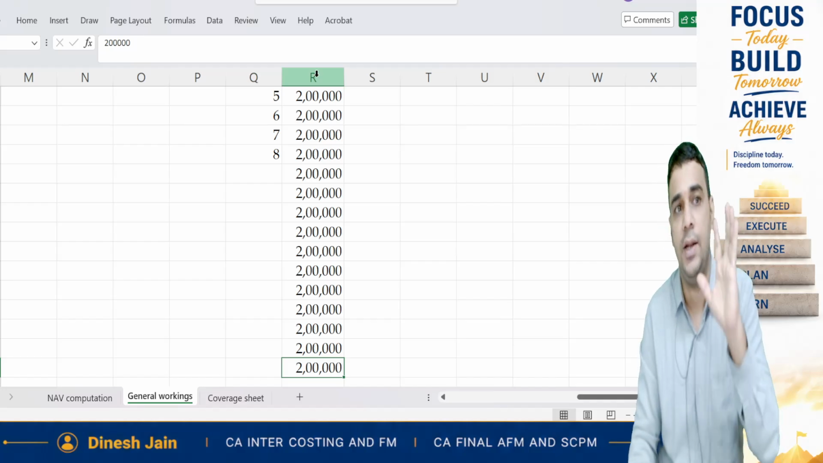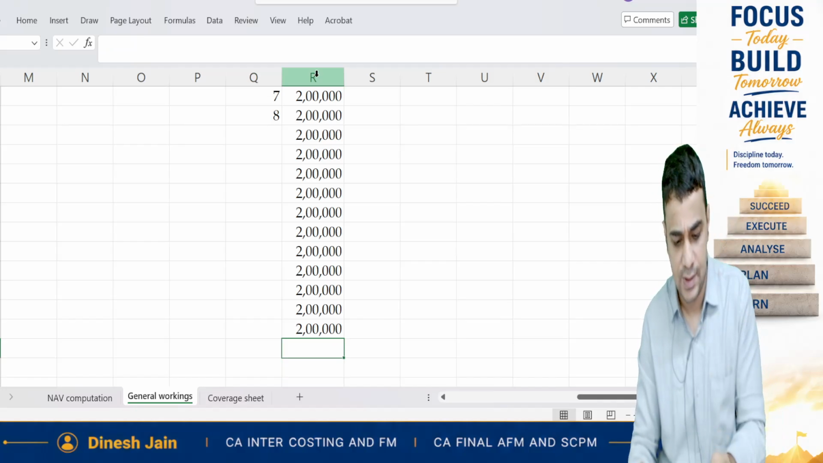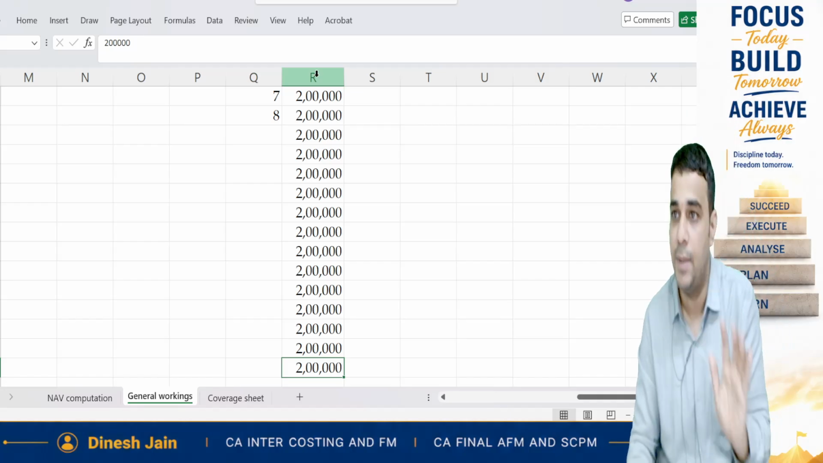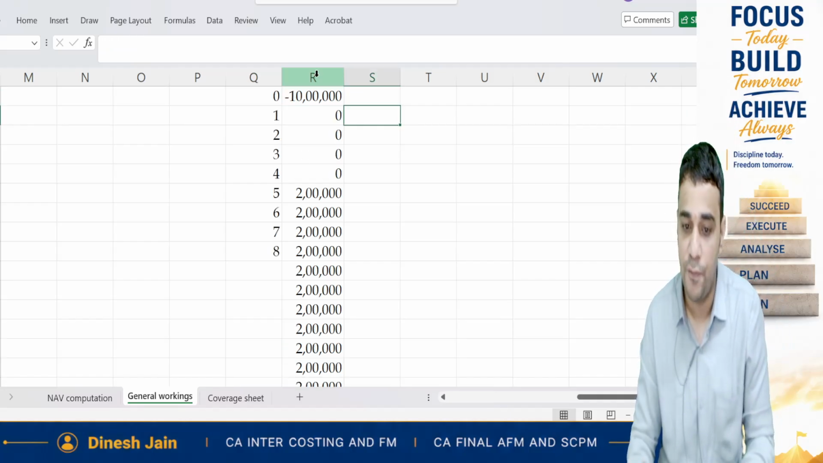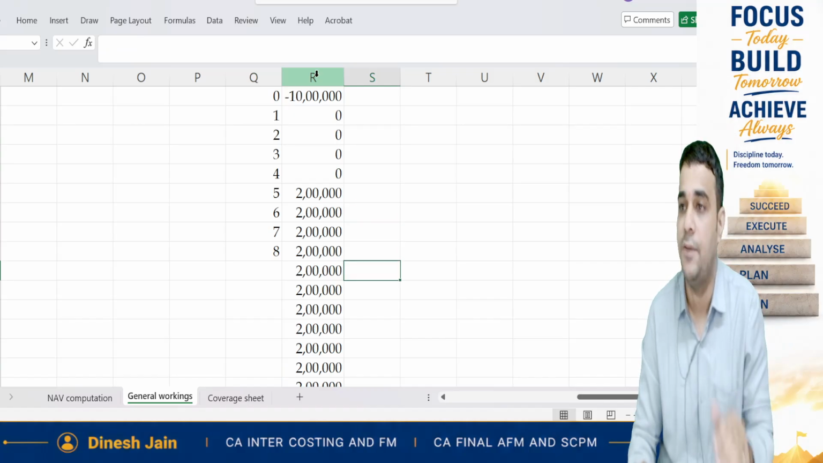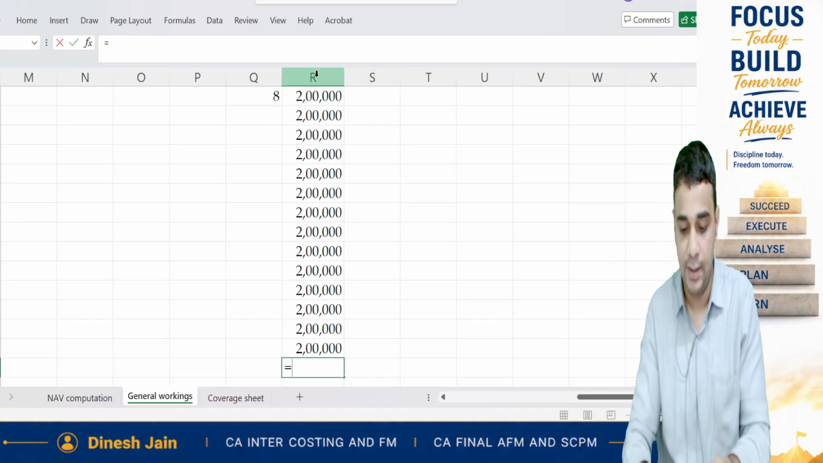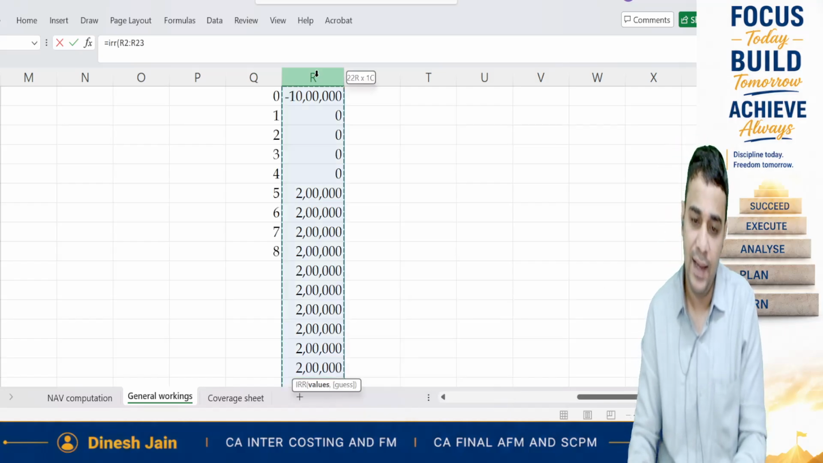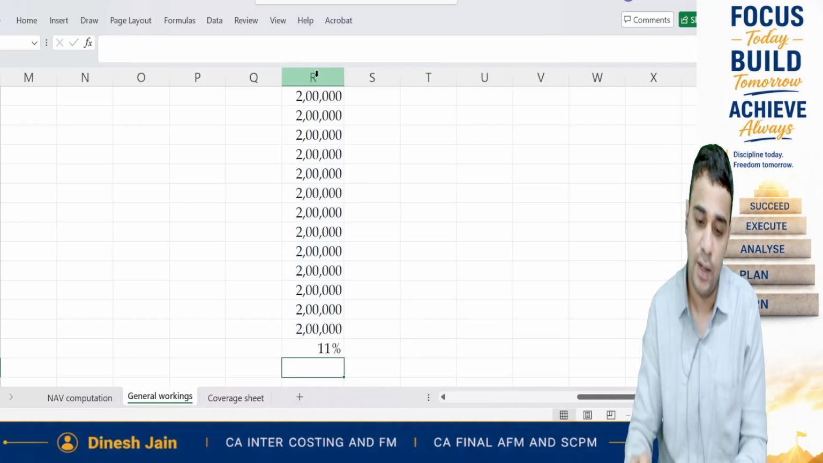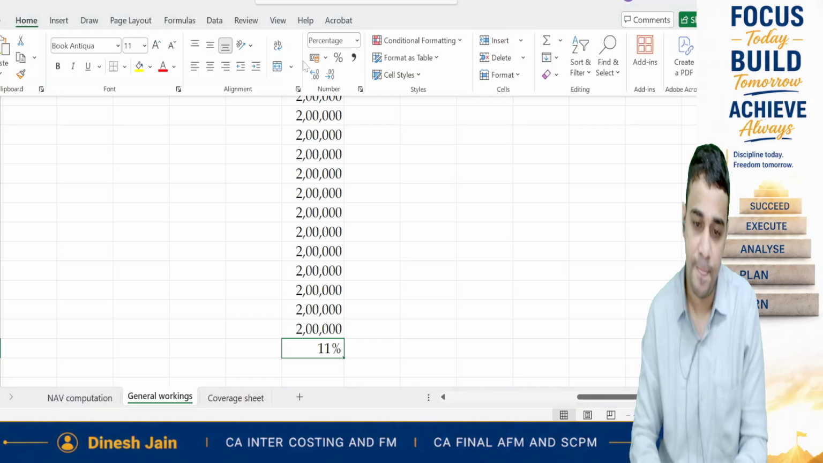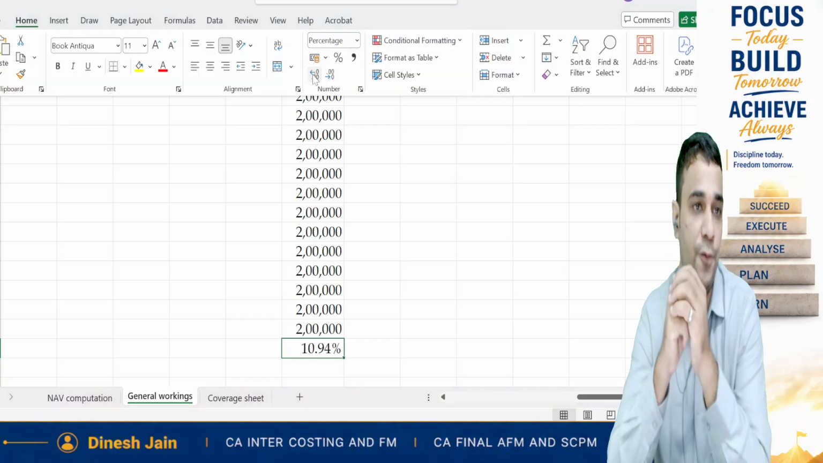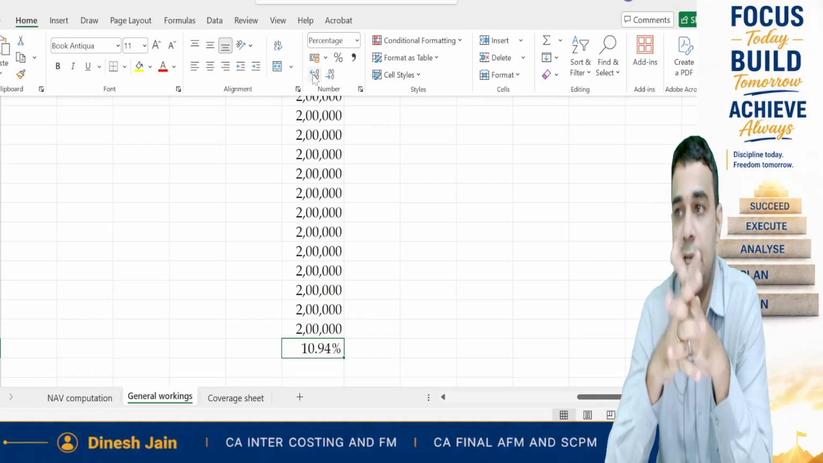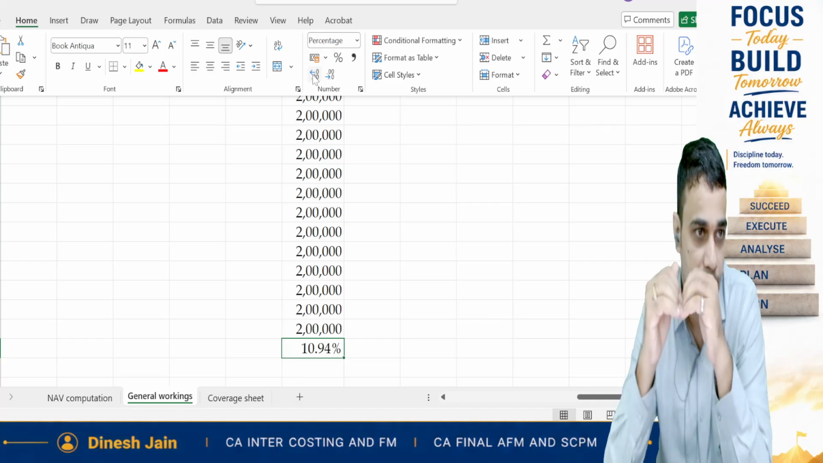This is a financial investment product which anybody can ask you about. The year label on the side has no use. In Excel, you just have to write the numbers like this: year zero, first, second, third, fourth, fifth, sixth, seventh, eighth. Keep writing the numbers, and in the end, IRR is equal to, highlight this, and it will give you the number. In this case, it is 10.94%.